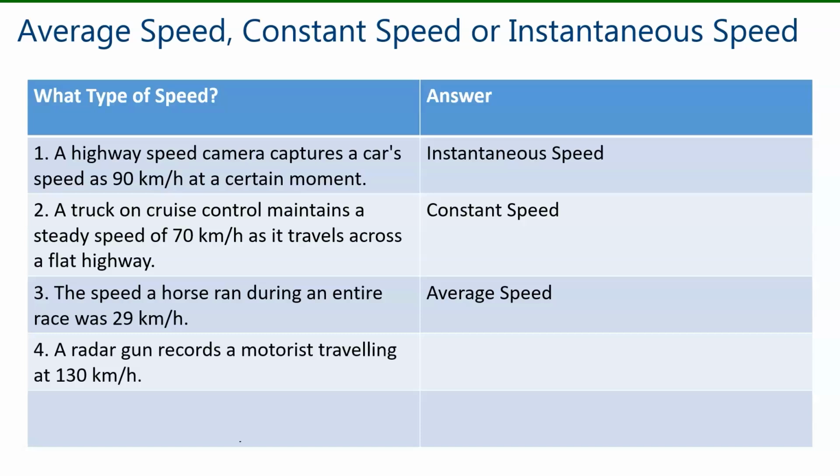Number 4, a radar gun records a motorist traveling at 130 kilometers per hour. That one's instantaneous speed. The radar gun is taking the speed at that exact instant.